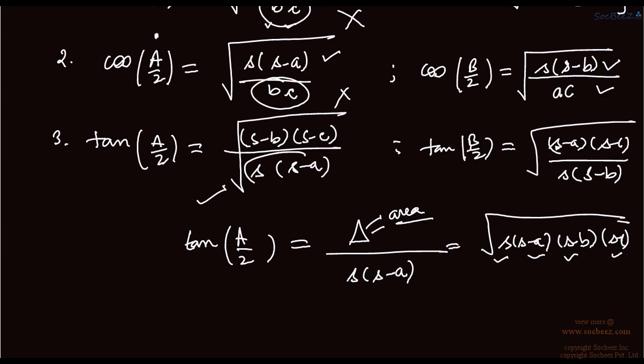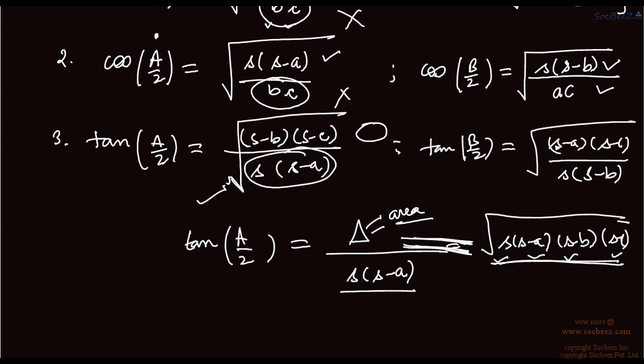When you multiply root of s minus a in the numerator, the root in the denominator will become a perfect square of a s minus a, and in the numerator you will get this term which is equal to delta. Okay, delta is this. Delta is equal to this. So this is the area of a triangle.